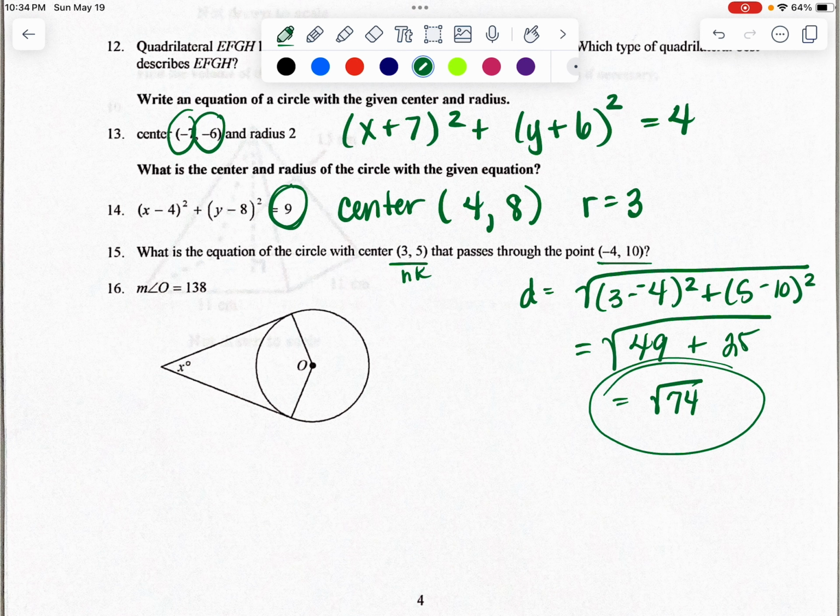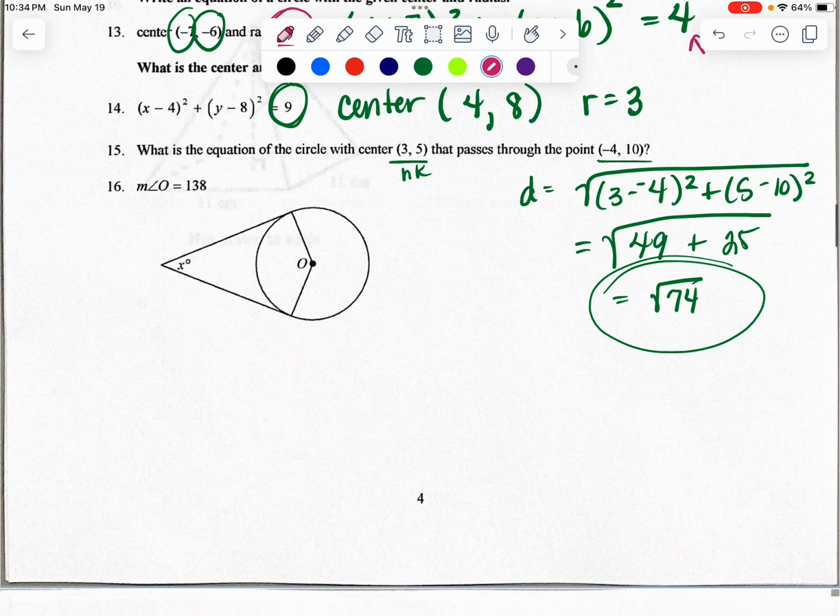There's no reason for me to find the decimal, because just like how we found this 4 here, I had to square the radius to get 4. So I would have to square the square root of 74 to get the radius. So the answer to number 15, to write it down here, is going to be x minus 3 squared plus y minus 5 squared. And then when you square the square root of 74, you end up with just 74.